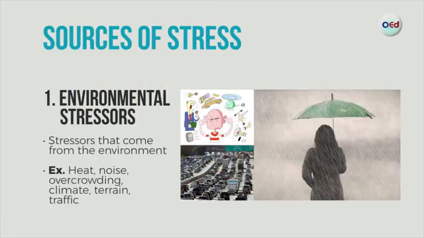The first kind of stressor that may cause distress is known as environmental stressors. These stressors are found within your immediate surroundings. You cannot escape from them because it is basically anything that you find around you. Heat, noise, overcrowding, climate, and terrain are some of the things that are composed of environmental stresses. There's no way of getting out of this unless you live on the moon.